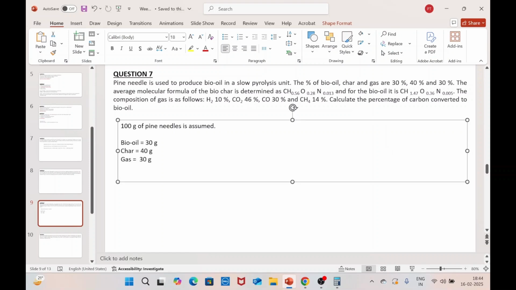So this is known. Now we have the molecular formula for biochar.